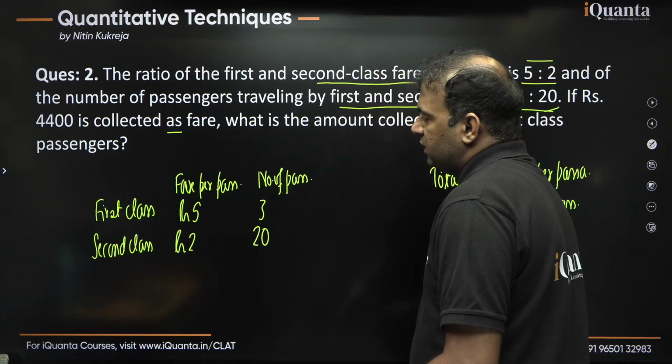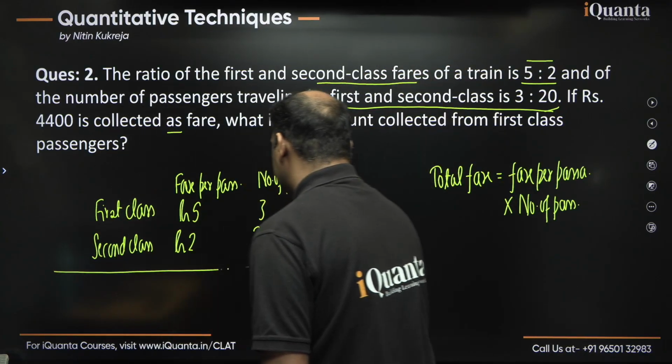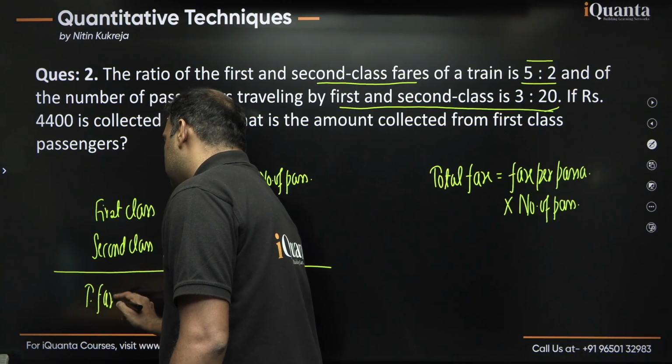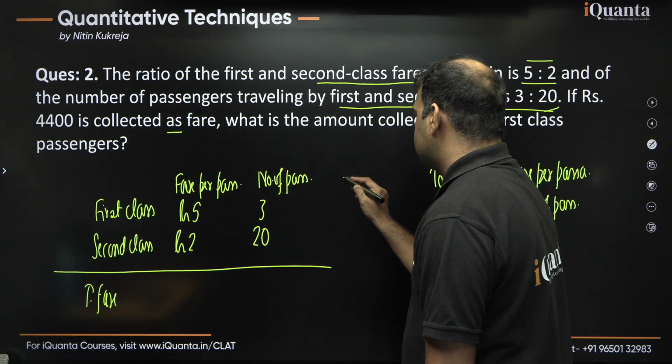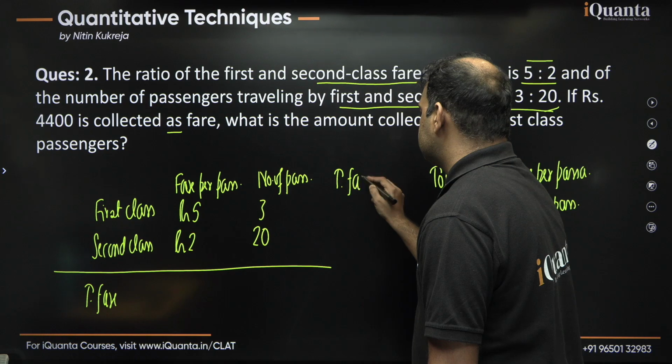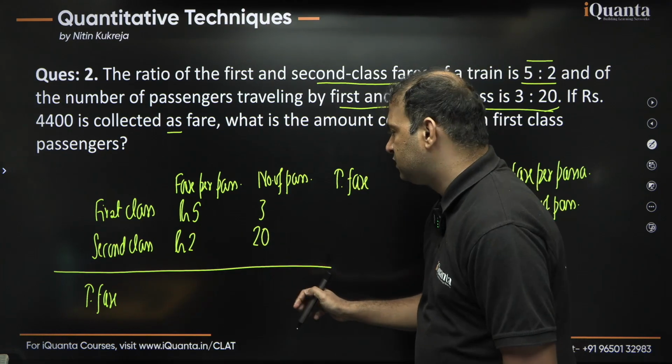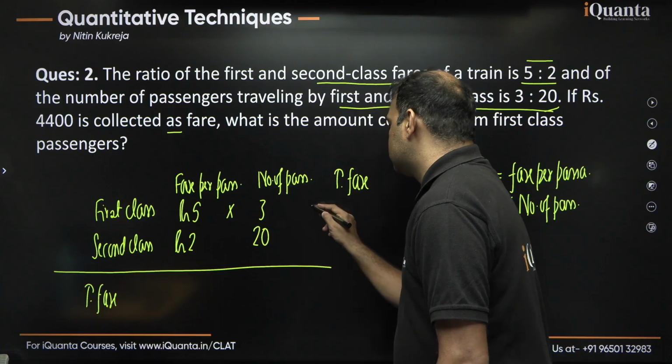Now, we can do one thing to find the total fare. We just multiply this, right? So, what about the first class, guys? Okay, let me write this here. The total fare of the first class should be what? Fare per passenger is 5, number of passengers is 3. It should be multiplied to give us rupees 15.